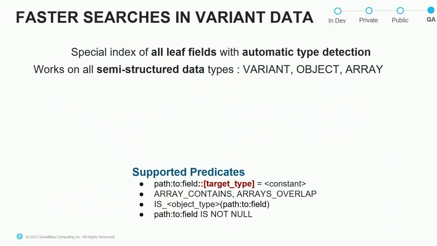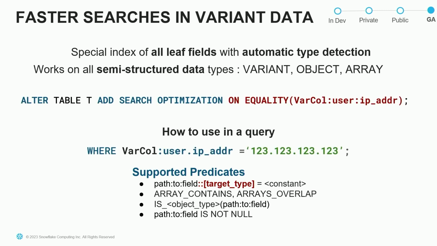So how do we make this happen? What we do is we index all the leaf nodes in the variant as part of this data structure I was talking about earlier. While we are indexing, we also detect the type of the data that we're indexing. So any of your searches which contain predicates like a path to a field, and then a cast, for example the one given here, which casts a variant into a certain type and matches it, or use ARRAY_CONTAINS, ARRAYS_OVERLAP, etc., will be faster with search optimization.